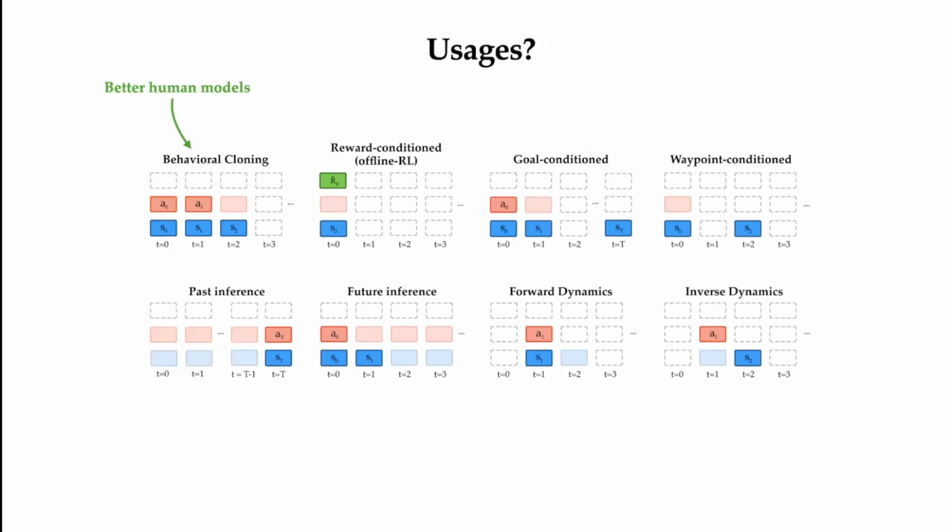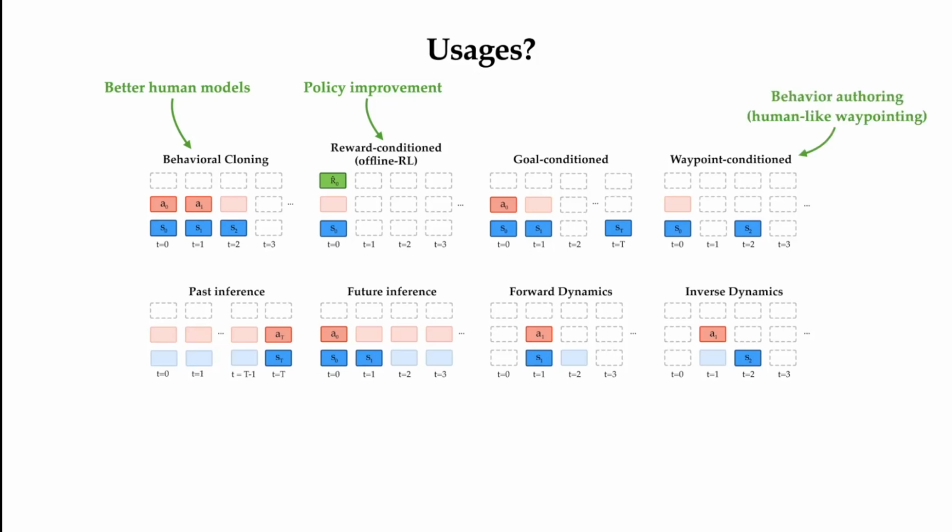Okay, so in terms of usages, behavior cloning can be used for creating better human models. Reward conditioning, or offline RL, is supposedly helpful for doing some kind of approximate policy improvement.